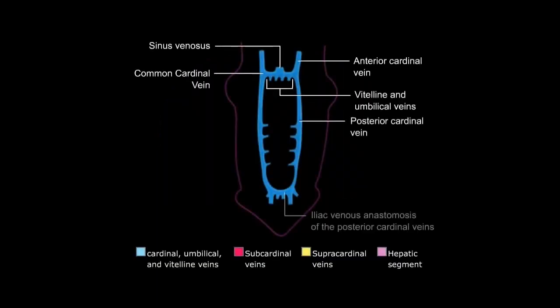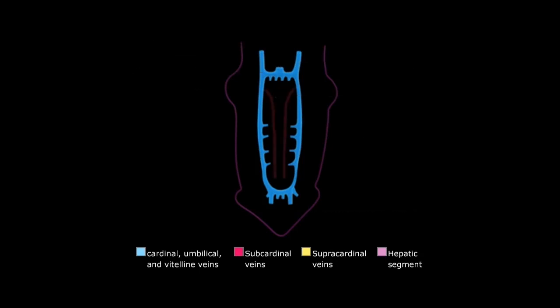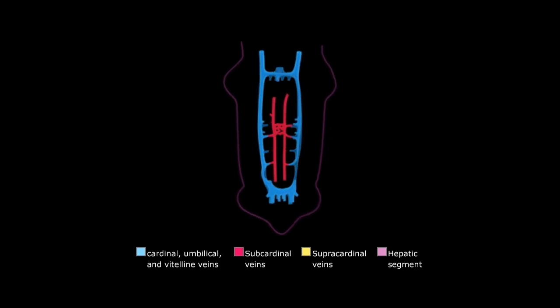The anterior and posterior cardinal veins, the earliest veins to develop, comprise the main venous drainage system of the embryo. The common cardinal vein provides a conduit for the vitelline and umbilical veins to the sinus venosus. To supplement the posterior cardinal vein drainage, the subcardinal and then the supracardinal veins develop. The subcardinal veins interconnect to each other through the subcardinal anastomoses and connect with the cardinal veins through the mesonephric sinusoids.